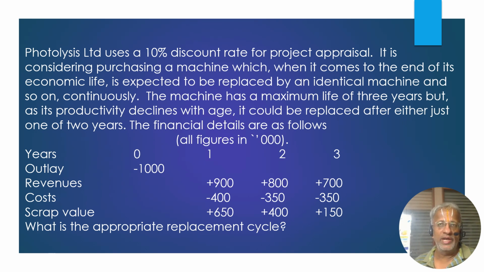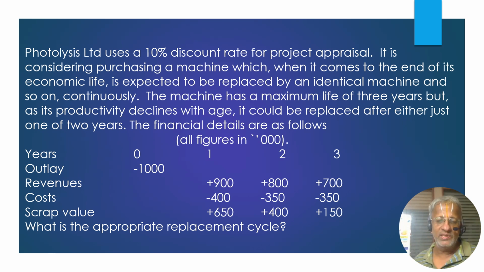Year 0, negative 1000, and revenues for years 1, 2 and 3 being 900, 800 and 700, costs being 400, 350 and 350 all in the negative, and scrap value all in the positive, 650, 400 and 150. What is the appropriate replacement cycle?